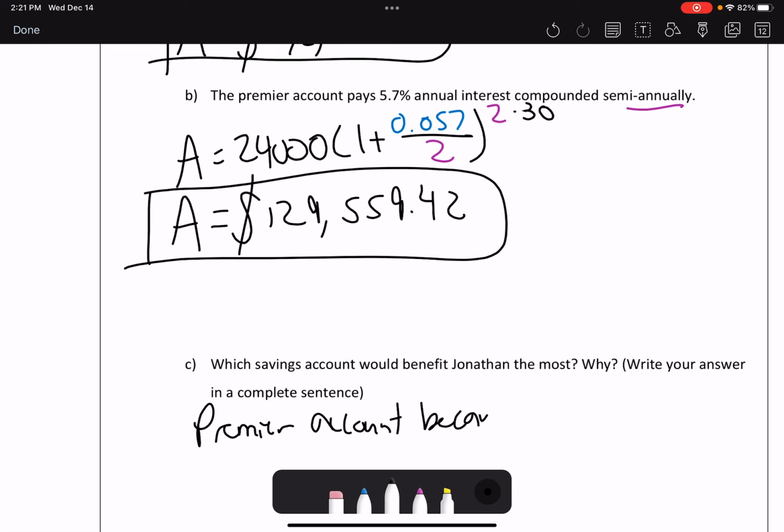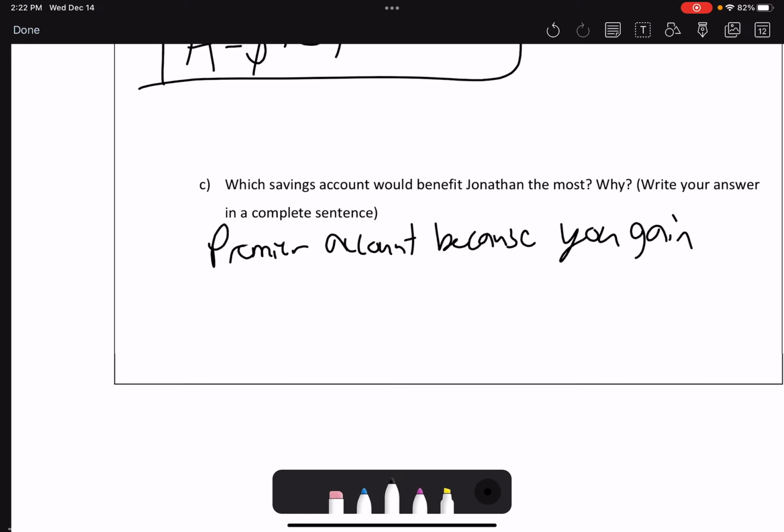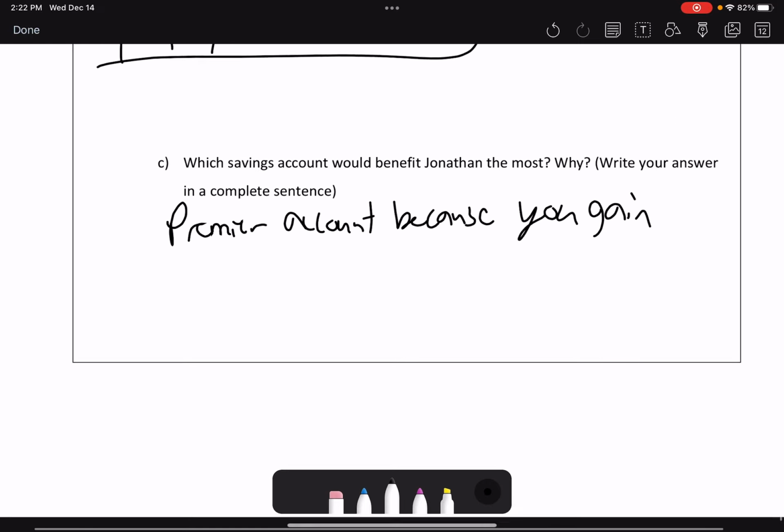because you gain more money by just leaving it in there for 30 years, or for a time of 30 years.